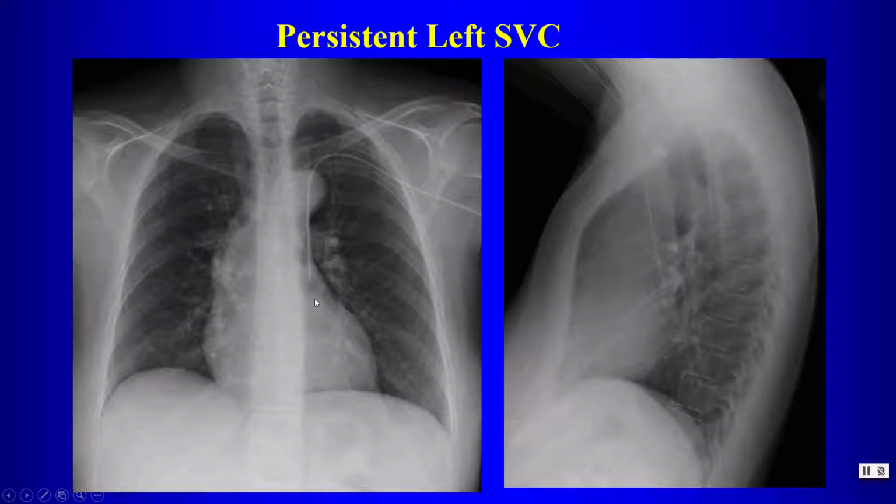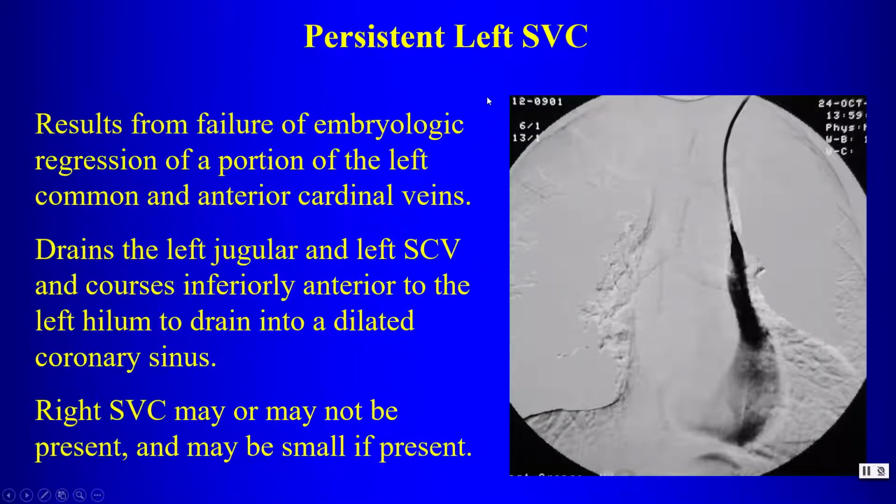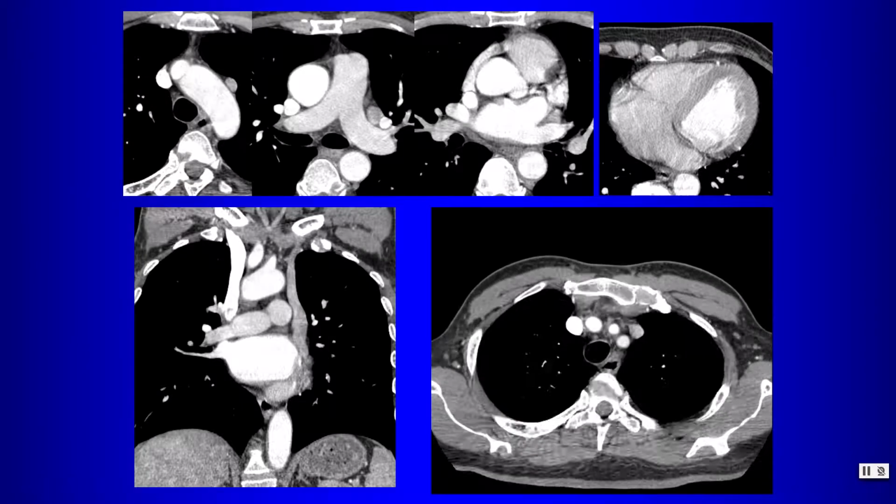Here's another example of a central venous catheter coming down the left side of the mediastinum. When we see this kind of appearance, we need to suspect that the catheter is in a persistent left superior vena cava. This will drain the left jugular and left subclavian vein, and it will drain to the coronary sinus, which is usually dilated, as in this venogram here. A right superior vena cava may or may not be present. It may be small, and there may or may not be communication between the left superior vena cava and the right superior vena cava via a small left brachiocephalic vein.